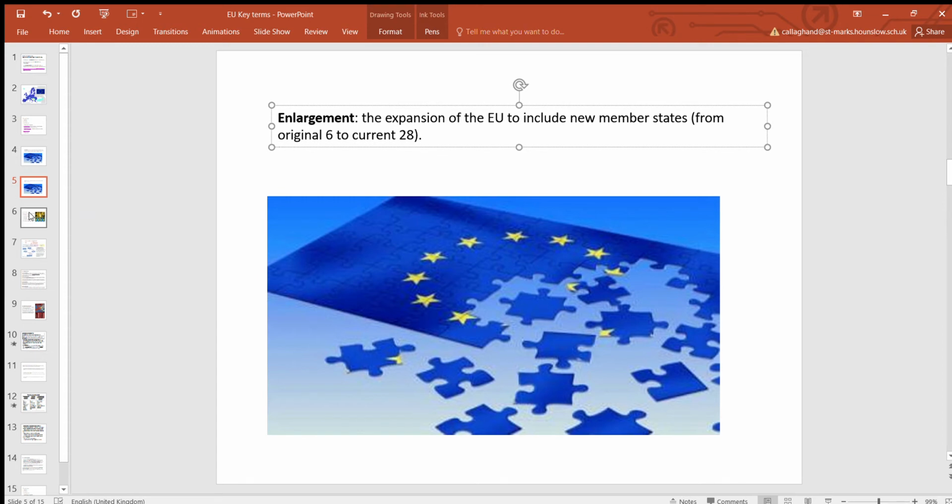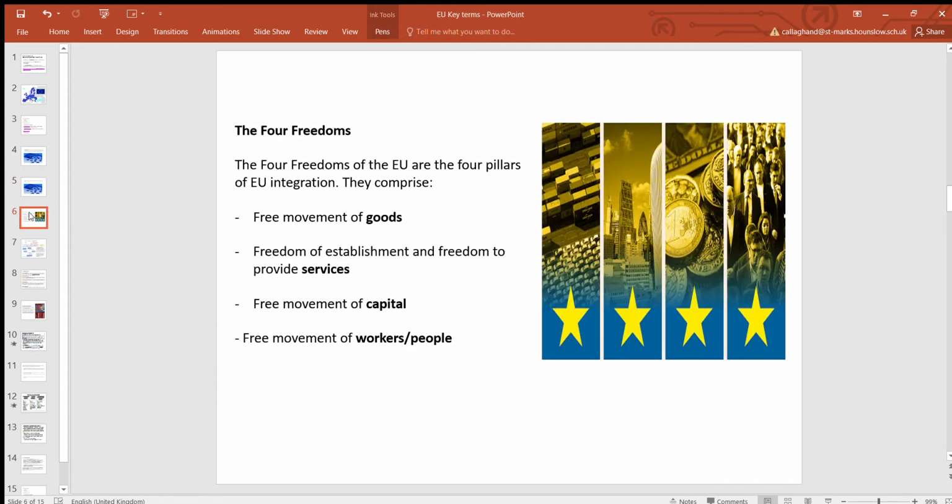Next one then is the four freedoms, which is quite an important one in your syllabus. So the four freedoms of the EU are seen as the four pillars of EU integration, especially the single market. And the four freedoms comprise the free movement of goods, the free movement of services, the free movement of capital, and the free movement of workers.